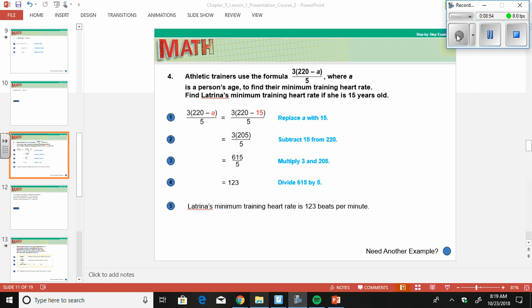So you have her age, which is A equals 15, and you plug it in. So 3 times 220 minus 15 over 5. You do what's inside the parentheses first. 220 minus 15, 205.